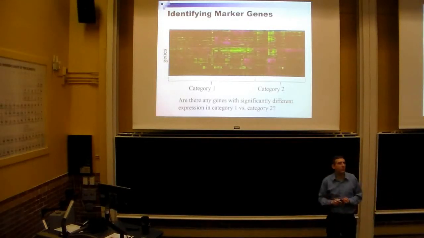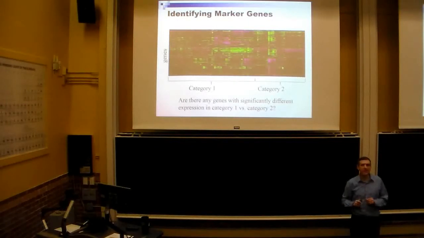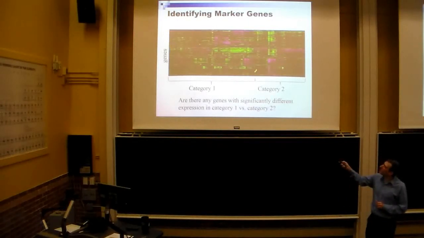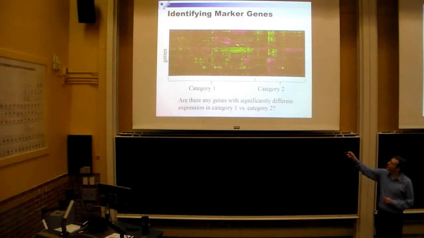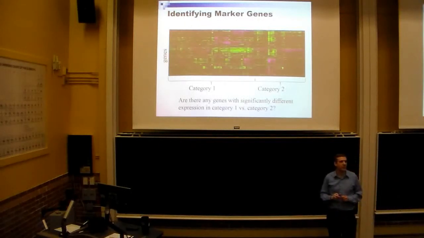It's not true necessarily across the entire category. It's not exactly the same in each gene, but we might say, just visually looking at this, it looks like there is a module of genes that on average has a different pattern of expression in category 1 versus category 2, and that would be the sort of thing we're trying to discover here.